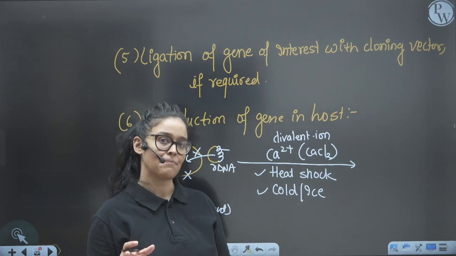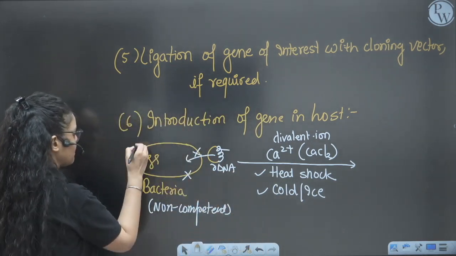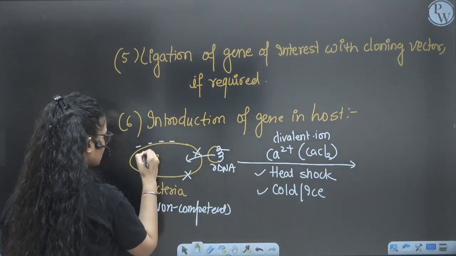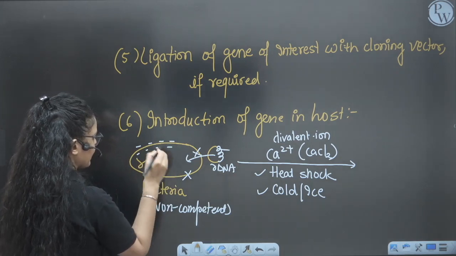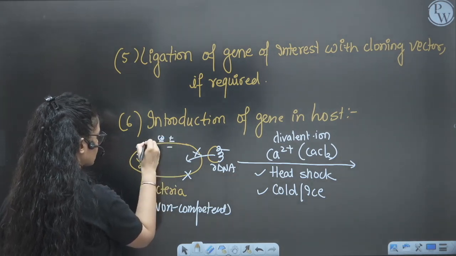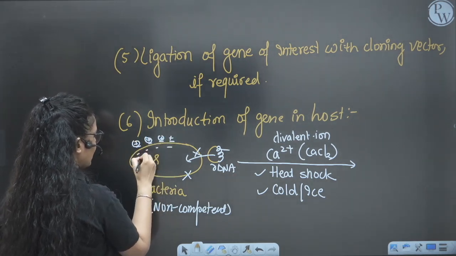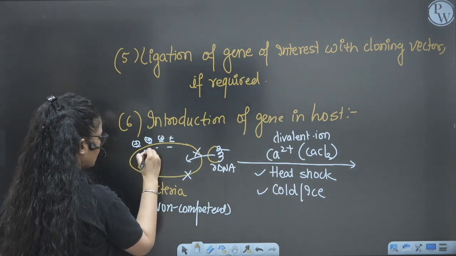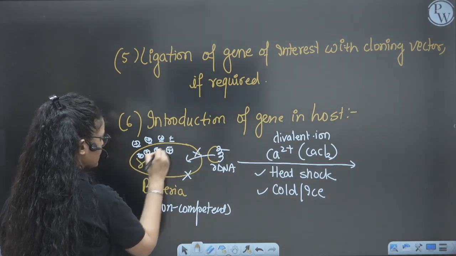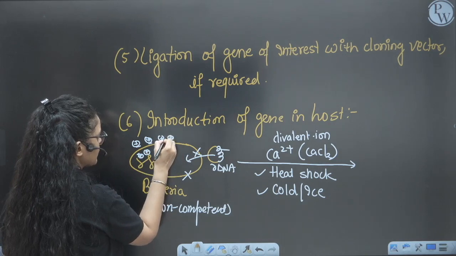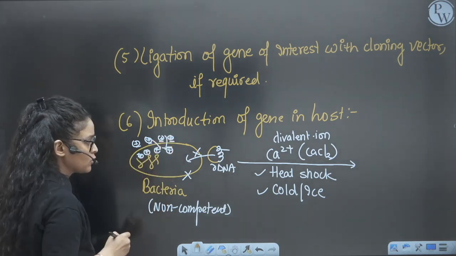So this calcium ion, we know that the membrane carrying negative charge will be coated by the positive charge. And so our DNA, which is negative, will be attracted towards the positive, and it will be able to take up our DNA.